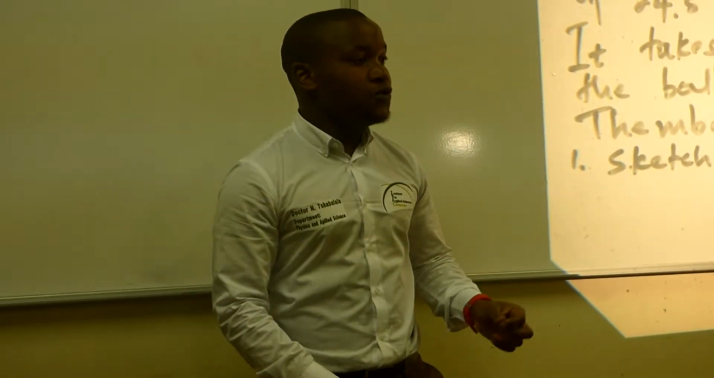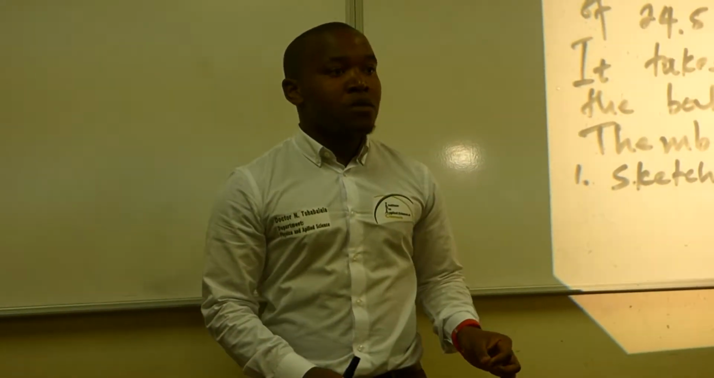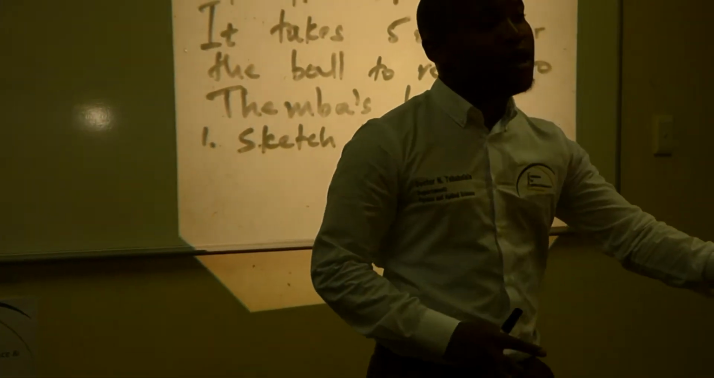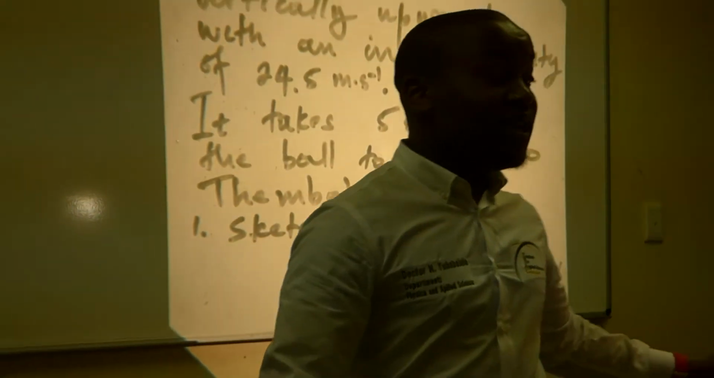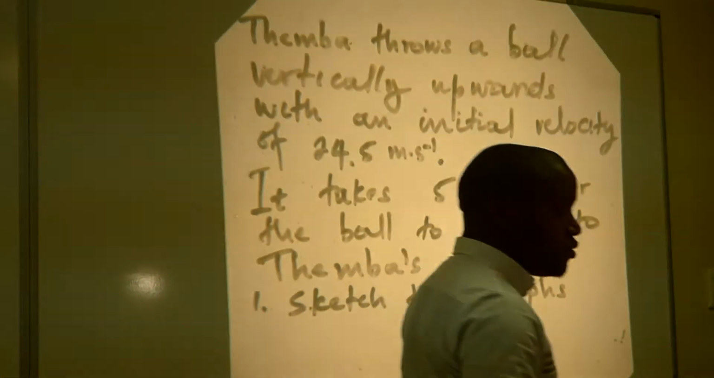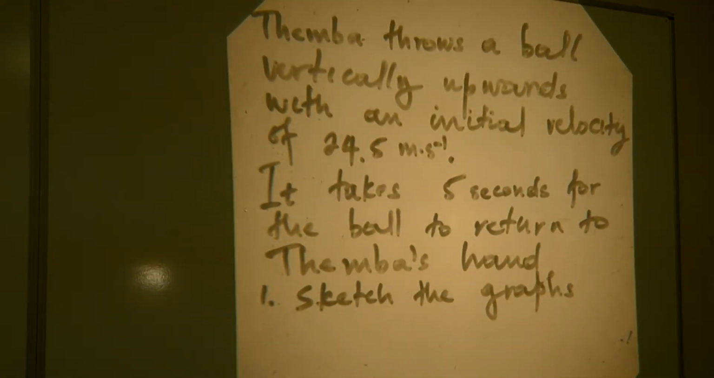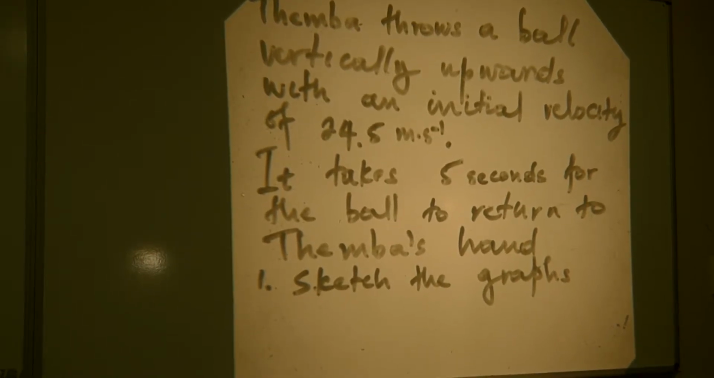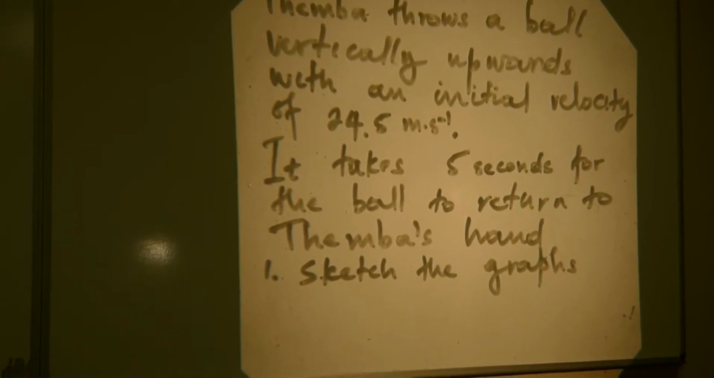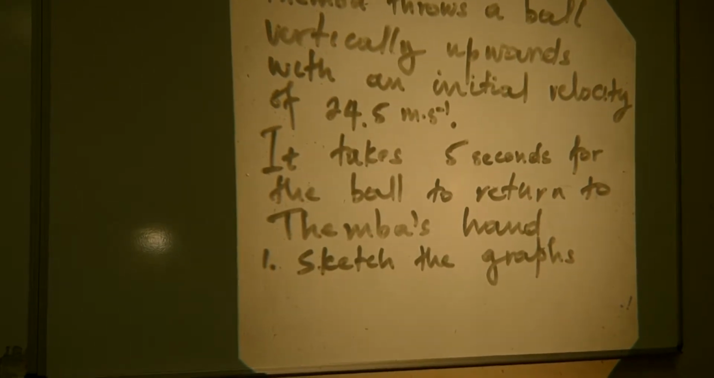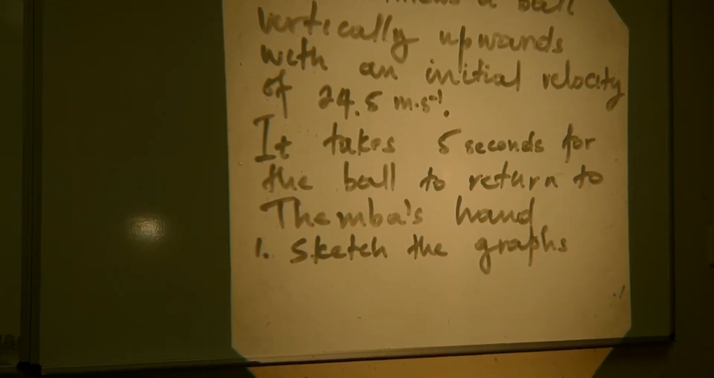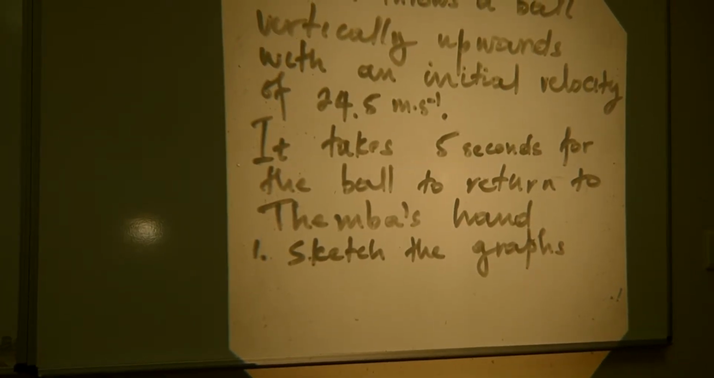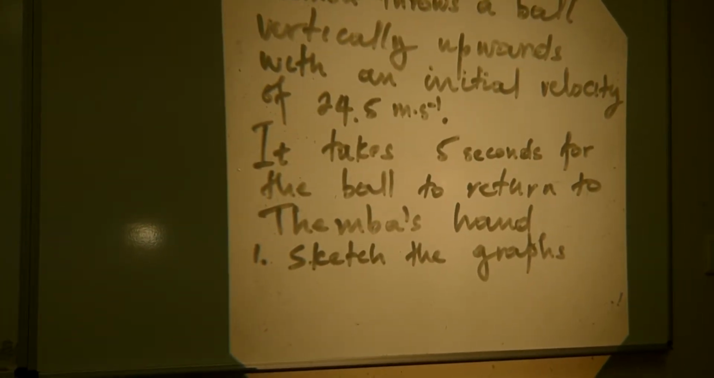Good. Now we're going to do an application of drawing of the graphs. I have a problem here on the board, and our problem reads thus. It says Temba throws a ball vertically upward with an initial velocity of 24.5 meters per second. It takes 5 seconds for the ball to return to Temba's hand. The question is, sketch 3 types of graphs explaining the motion.